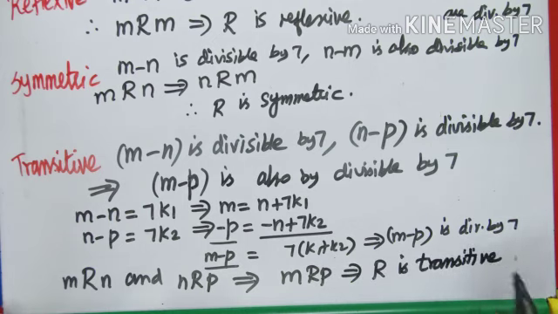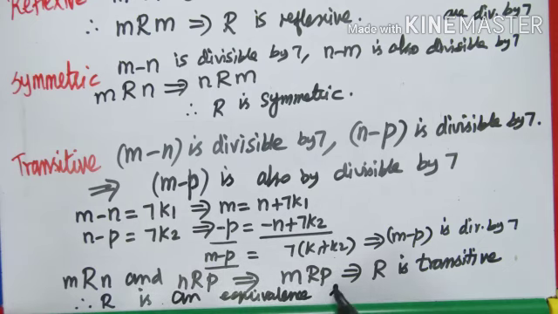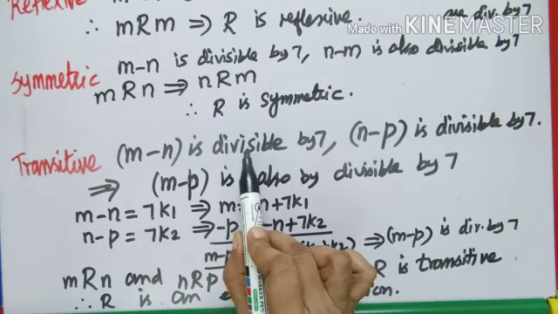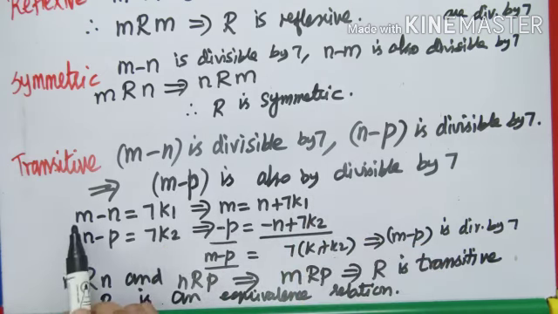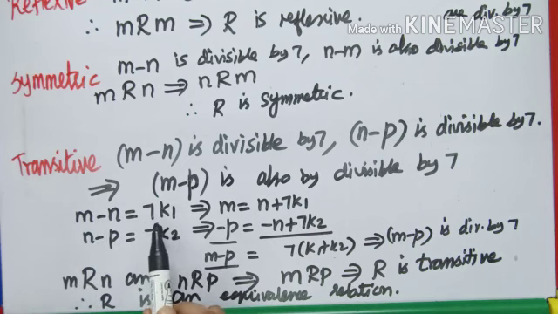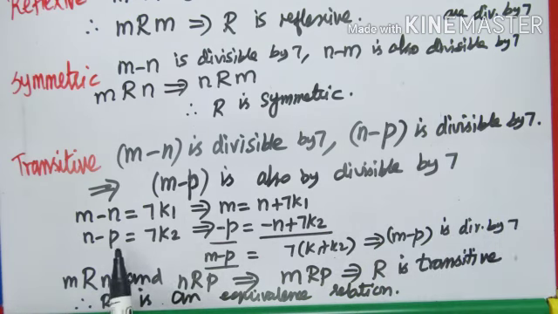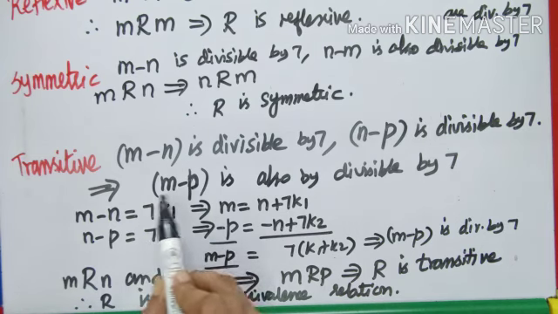Since we have shown R is reflexive, symmetric and transitive, I can decide R is an equivalence relation, and that's the problem. So this transitive idea, some of you may have a doubt. We'll see this again. m minus n divisible by 7 implies m minus n is 7 into some constant. Put the constant as k1. n minus p divisible by 7 says n minus p is 7 times some constant. I want m minus p.